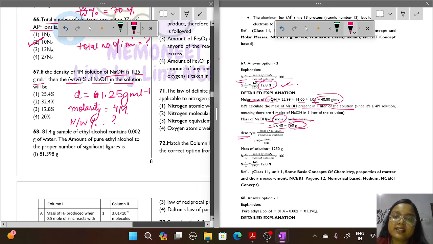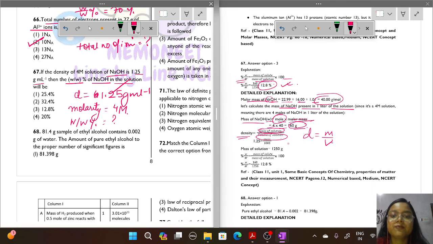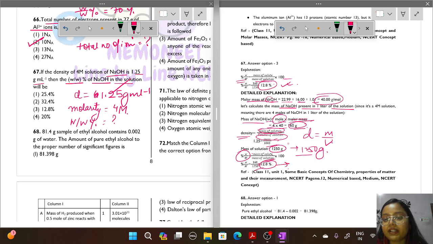Now density. Density is the mass of solution by volume of solution. Density is given as 1.25, the volume is 1000 ml, and we calculate the mass. So mass of the solution comes out to be 1250 gram. Now similarly we can find out the weight by weight percentage. Mass of solute we have found as 160 and mass of solution is 1250, into 100, and it comes out to be 12.8. Option number 3 is the correct option.